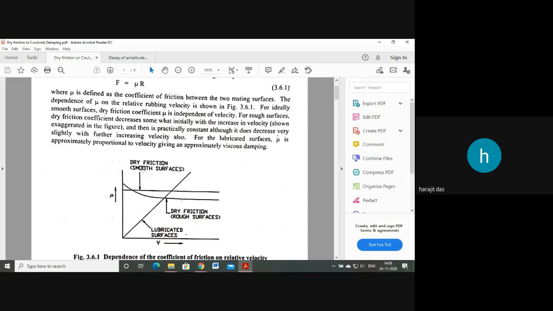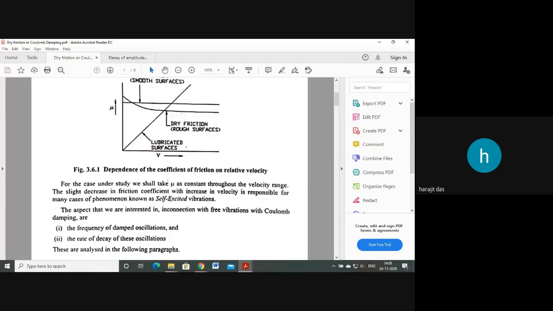Okay, so this is the basic representation of this coefficient of friction with respect to this relative velocity. But here in our study, we will basically concentrate on this curve where there will be dry friction between two rough surfaces, and the coefficient of friction is basically constant. Though it first decreases gradually and then becomes constant, we will be considering that this mu is constant.